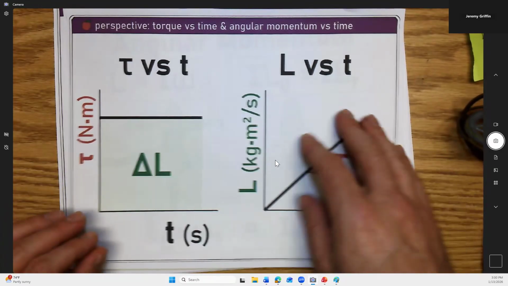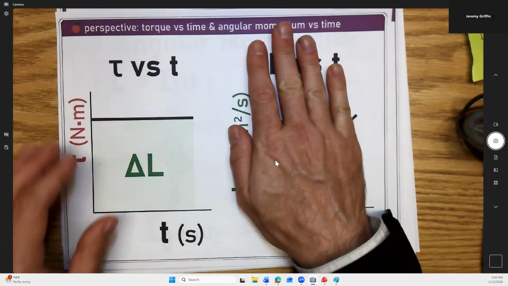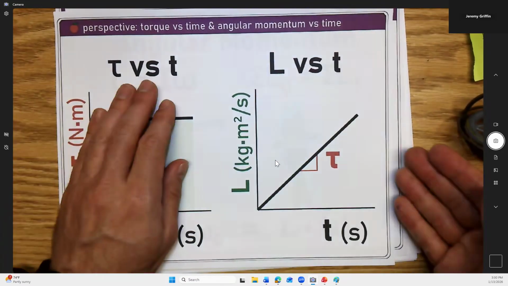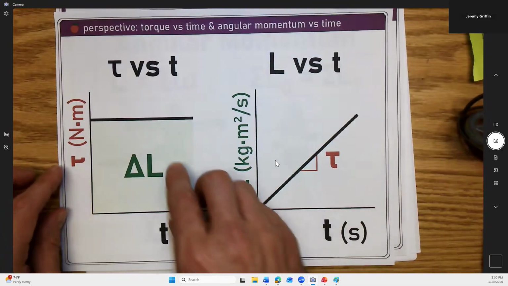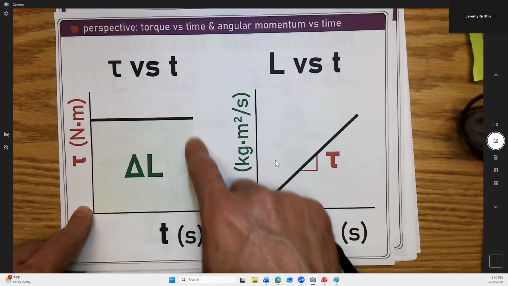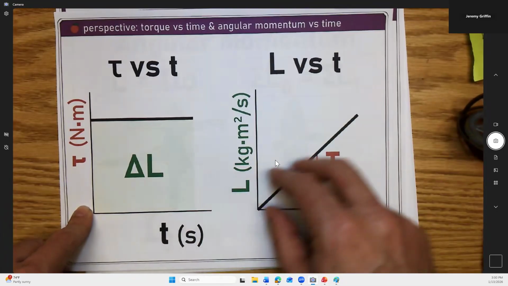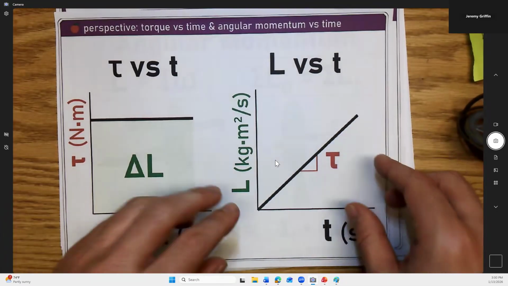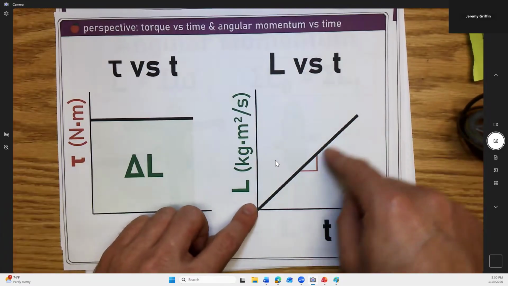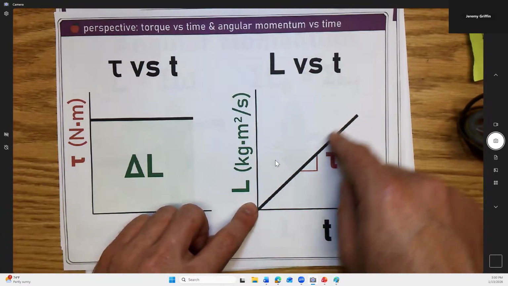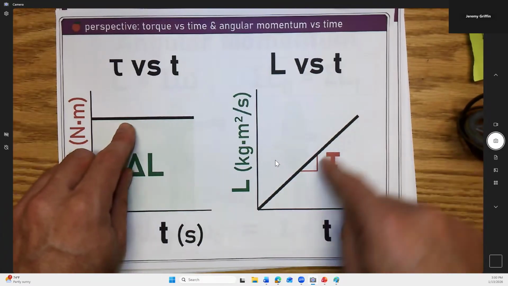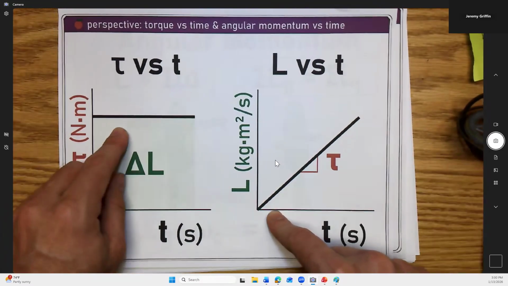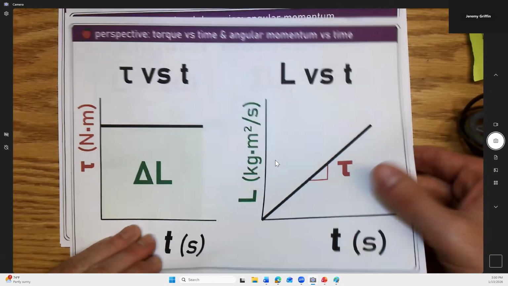And these two graphs are related. If I covered up one of these and you only had the other graph, you could figure out what the other graph kind of looks like. There's a calculus-type connection here. The accumulated area under the curve, torque versus time, tells you the change in angular momentum. And going from right to left, the rate of change of angular momentum, which is the slope of this graph, tells you the torque. And since I have a constant slope on the right side, I have a constant value on the left side. Like I said, a little detail there.